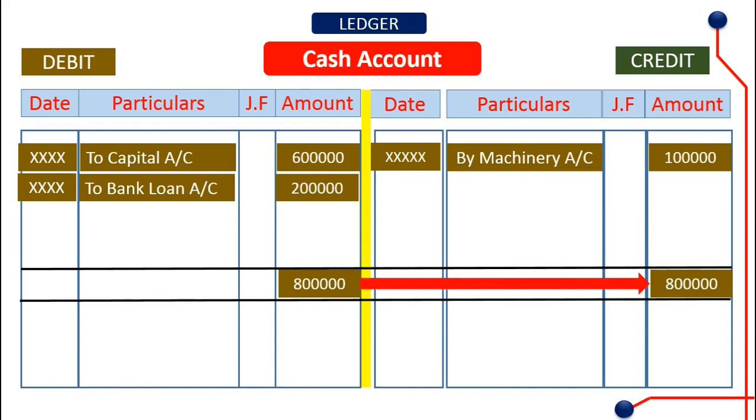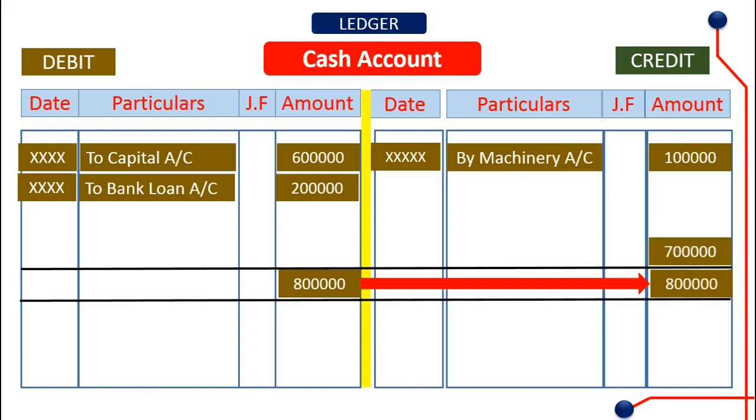But we know that the total of credit side is only rupees 1 lakh. So we need to calculate the difference. If we calculate, it comes to rupees 7 lakh. That is rupees 8 lakh less rupees 1 lakh. So if we add rupees 7 lakh to rupees 1 lakh, the total of the credit side will also be rupees 8 lakh.